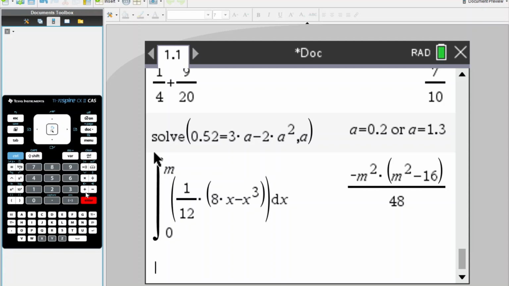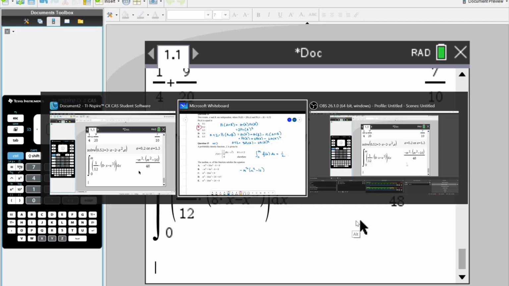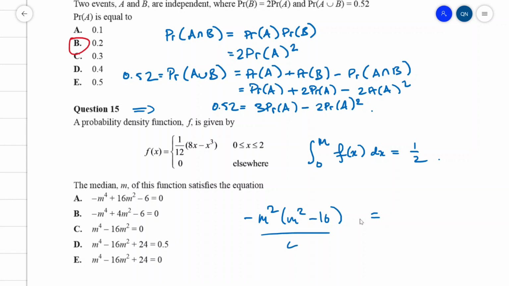So this is the result that we get, and what do we want to do? This is supposed to be equal to 1/2. Let's play around with this. So minus m squared minus 16. I'm going to bring the 48 onto the other side. So this is divided by 48, but we want to set this equal to 1/2. If you bring the 48 onto the other side, you're going to get a 24.